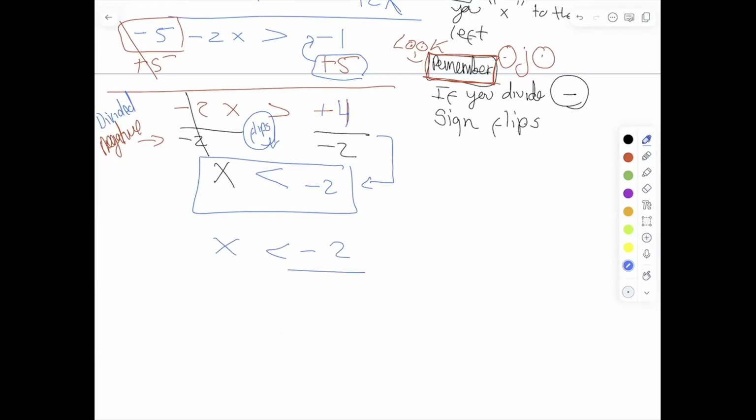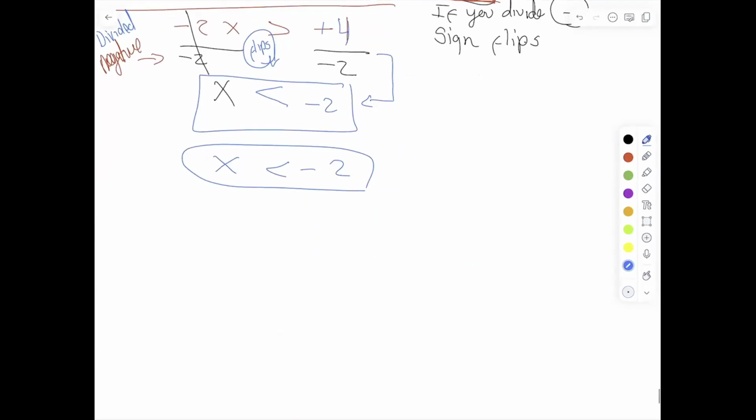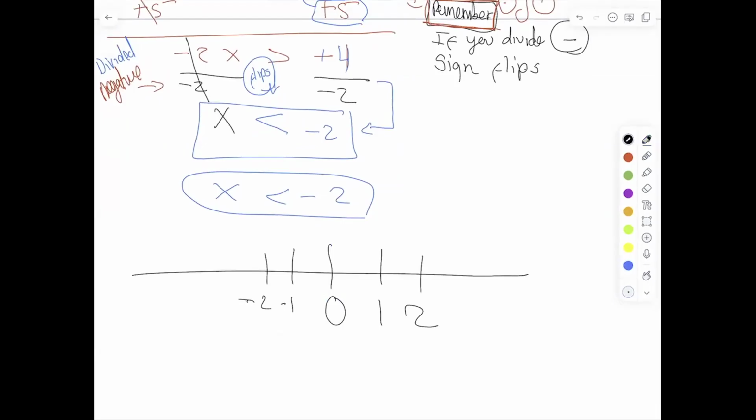If I had to write this in a number line, how would I write it? What does this mean? We just did this. How would I write this in a number line?